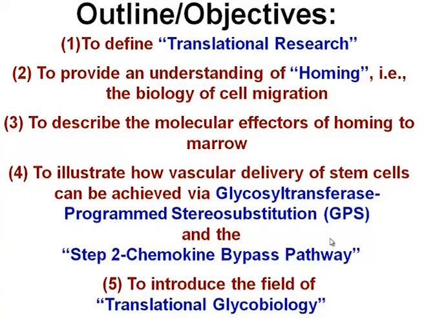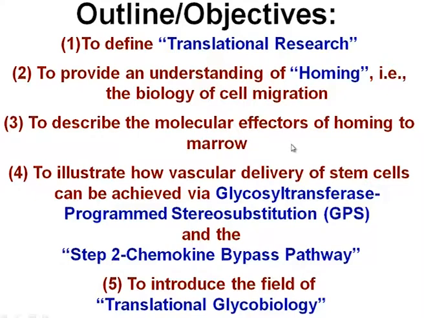Today's discussion will be presented in outline form with 5 broad topics. We will begin with an understanding first of the topic of translational research. We will provide an understanding of homing and the biology of cell migration. We'll describe the molecular effectors of homing to marrow.